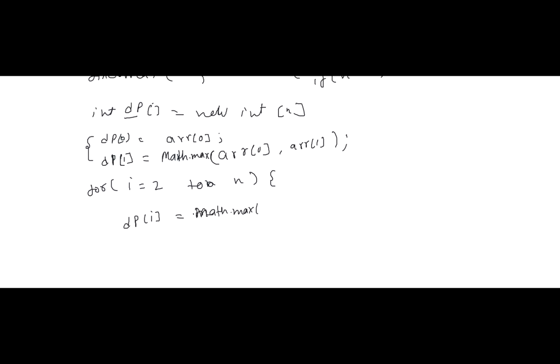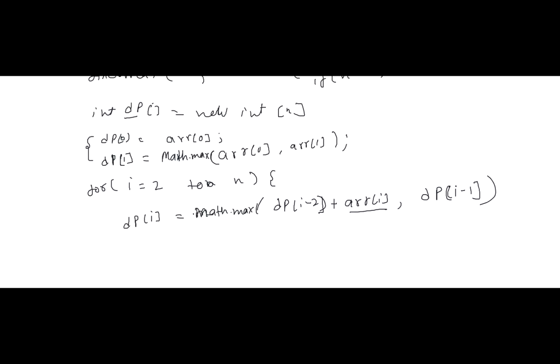If we are using dp of I minus 2, we can add arr of I. That means we are choosing the I minus 2th place. That means we are not picking up the previous one. So if we are not picking up the previous one, we can take the current one, right? So that would be one possible way. And the other is if we are picking up dp of I minus 1. If we are picking up the previous one, we cannot add this one. That's it. That is the code, right?